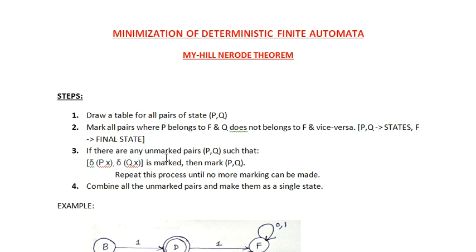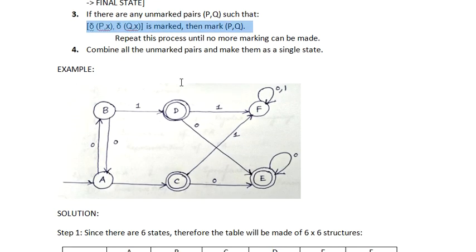Then after marking, you have to take the unmarked pairs, that is step number 3. What it says is that if delta, the transition function of the state P over some input alphabet X, and delta, the transition function of the state Q over the same input alphabet X, is marked, then mark PQ. You won't be able to understand this right now, so let me get to an example and it will be very clear what step number 3 actually explains. Let me take an example first, and I will let you know what all these points are.